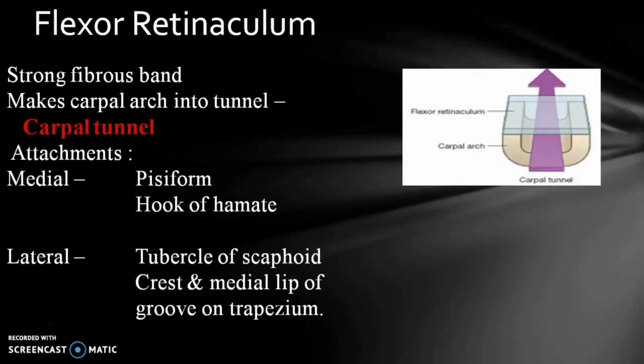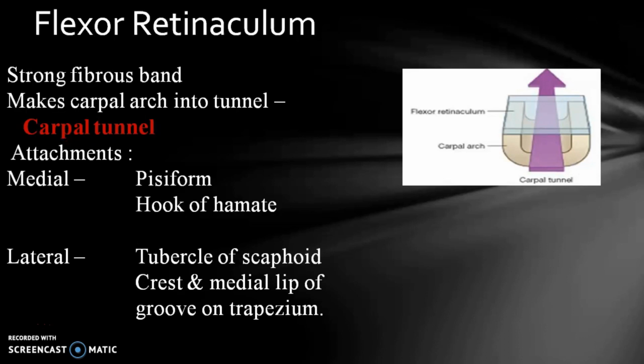Now we will move on to flexor retinaculum. We have already finished this topic, still we will just brush up those things what we have seen earlier. So flexor retinaculum, it is a strong fibrous band, as you already know, and it makes the carpal arch into a tunnel. So carpal bones are going to give a depressed area, and above this we will be having the attachment of flexor retinaculum, which is turning the area into a carpal tunnel.